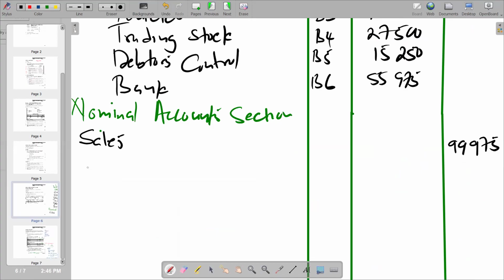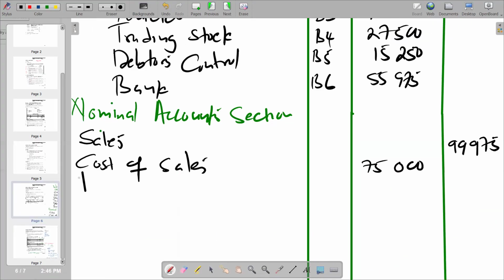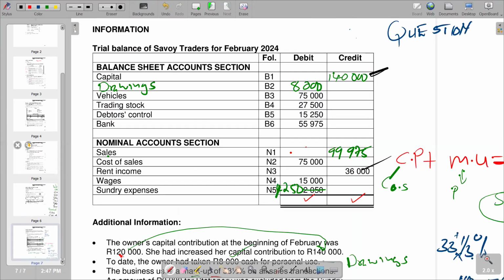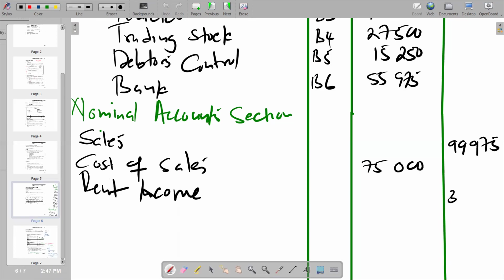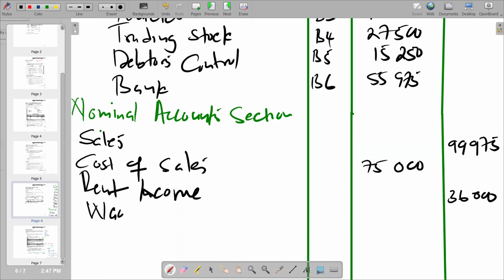And then we go to the next one, which is our cost of sales, 75,000 on the debit side. And we go to the next one, which is rent income, 36,000. Income, remember, it should be on the credit side. So we say 36,000. Then we go to the next one, which is our wages, 15,000 on the debit side.